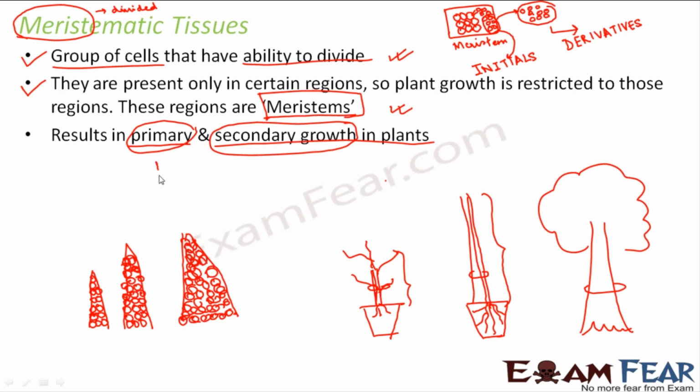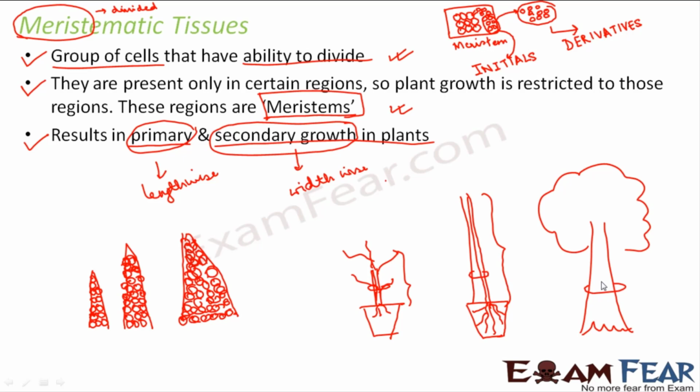So the primary growth is always lengthwise and the secondary growth implies widthwise, right? Widthwise means the thickness of the root, correct? So that means these meristematic tissues result in the increase in length of the plant, and they also cause secondary growth. That means they also increase the width of the plants. That's what I told, right? The entire growth of the plant is classified into two types, primary growth and secondary growth. This primary and secondary growth is caused by the meristematic tissues.